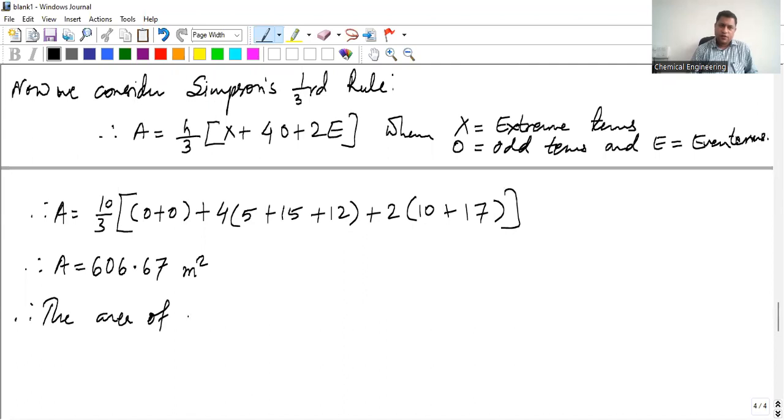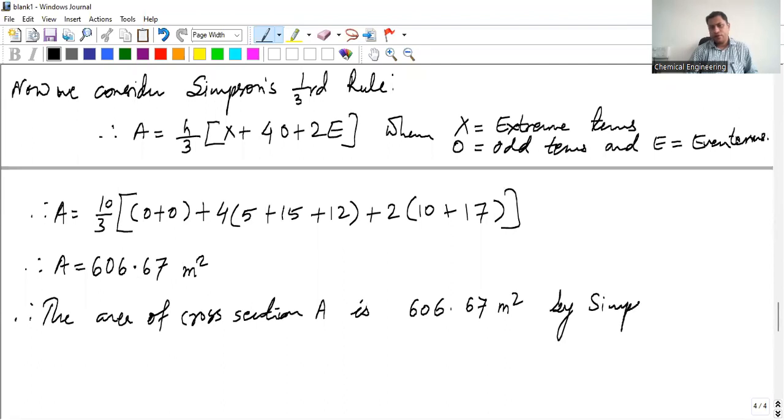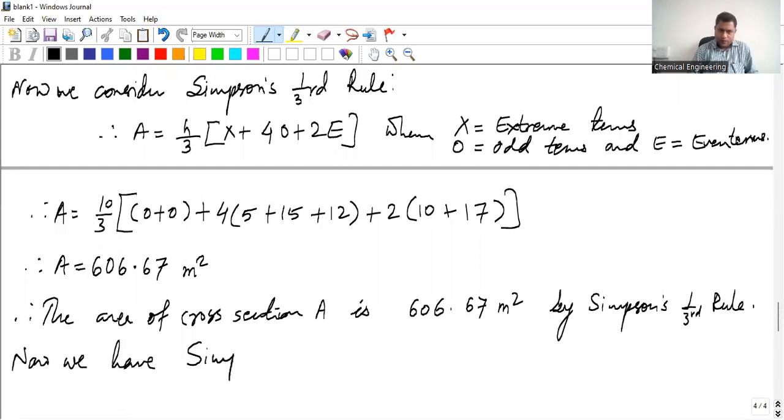So the area of section A is 606.67 meters square by Simpson's 1/3 rule. Okay, so now we have Simpson's 3/8 rule.